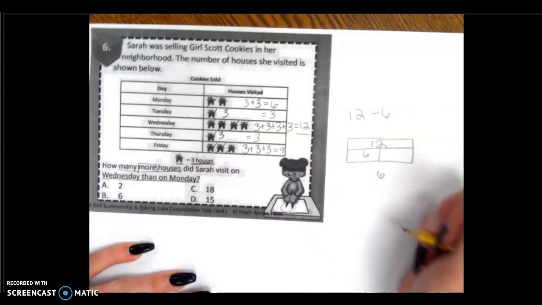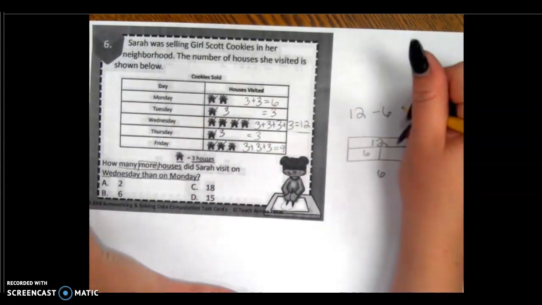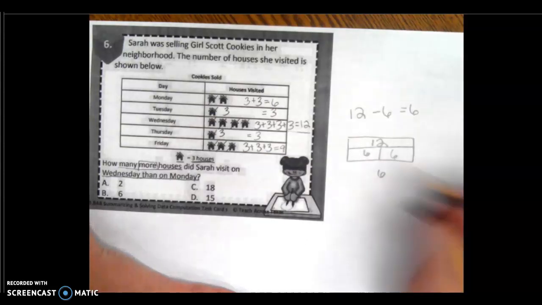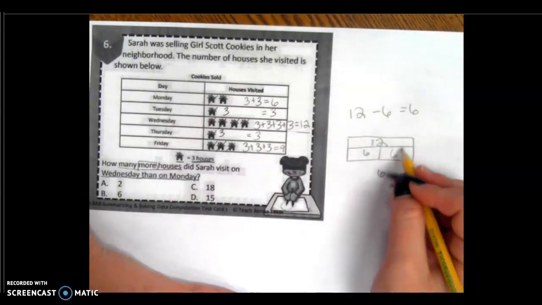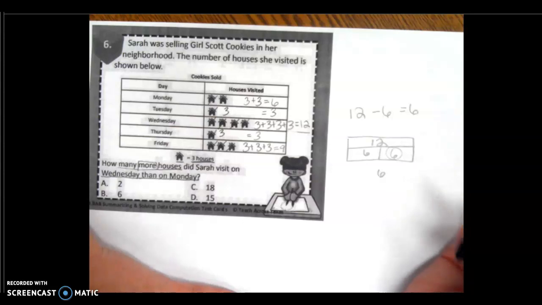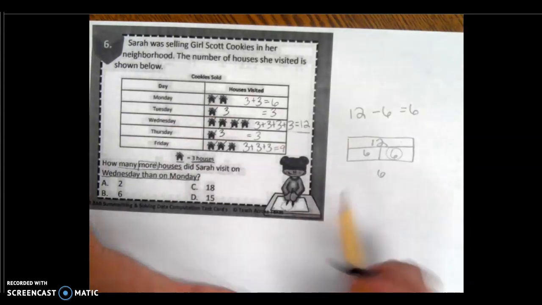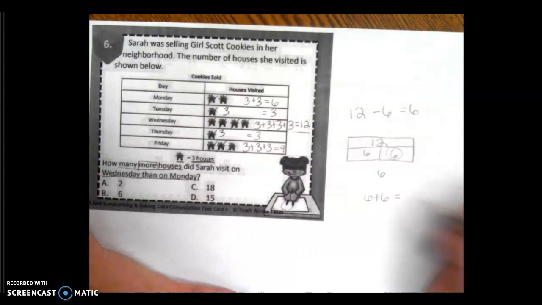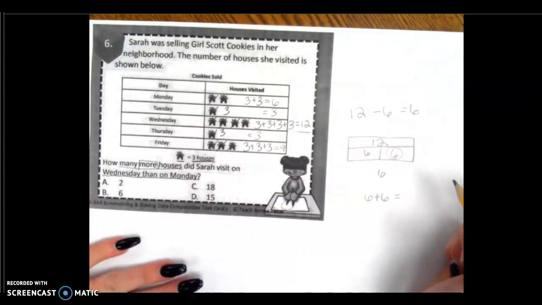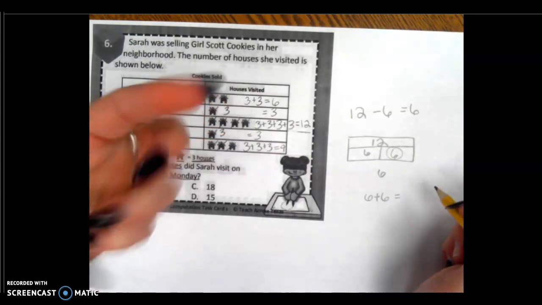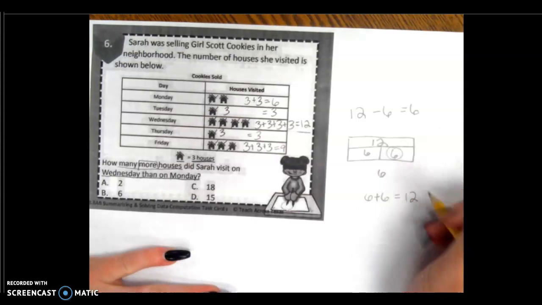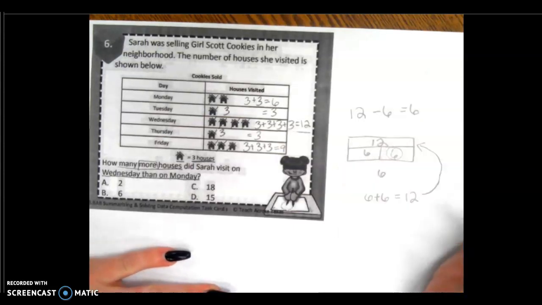So let's try to check our work. We got 6. How can we check this? How can we check 12 minus 6 equals 6? Well, if you said we could add them together to get our total, you're right. So let's do that. 6 plus 6 equals what? Well, let's see. 6, 7, 8, 9, 10, 11, 12 equals 12. Is that our total? Yes. So we know that our answer is right because we checked it.